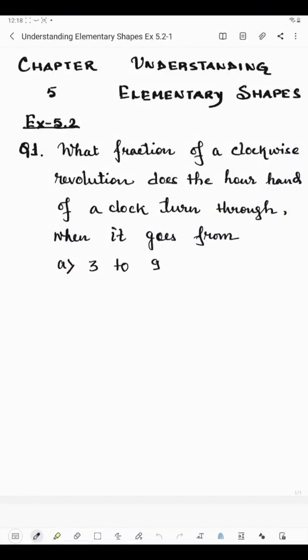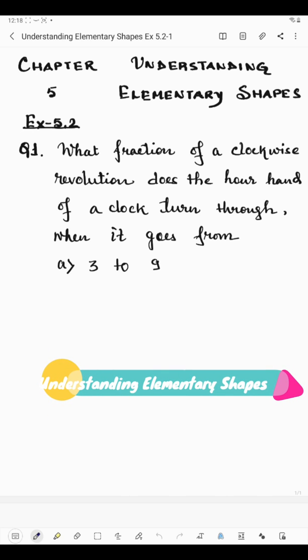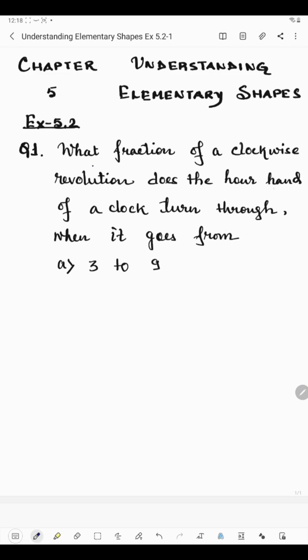Hello students, now I am going to start question number 1 of exercise 5.2. Question number 1 says, what fraction of a clockwise revolution does the hour hand of a clock turn through when it goes from 3 to 9?